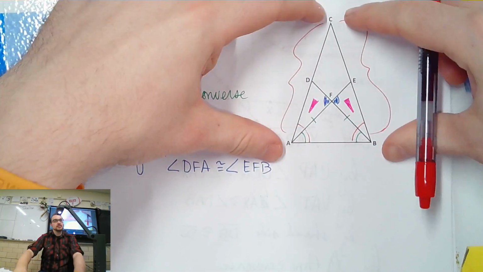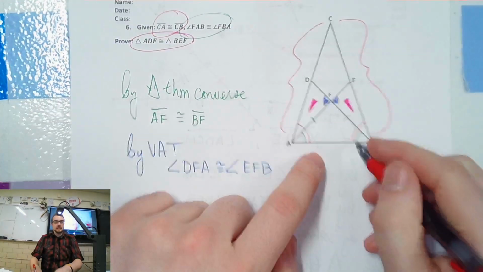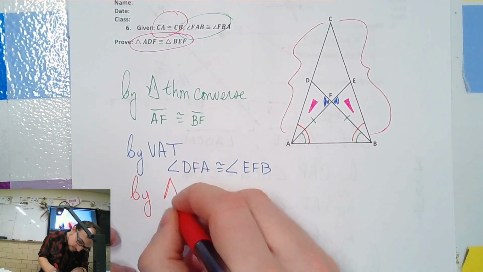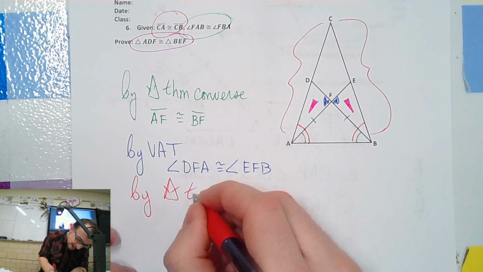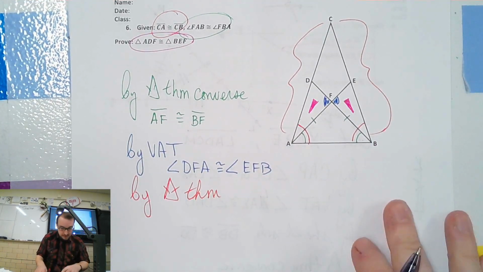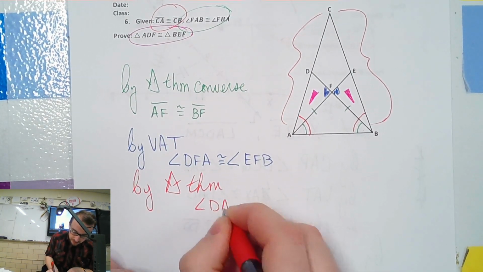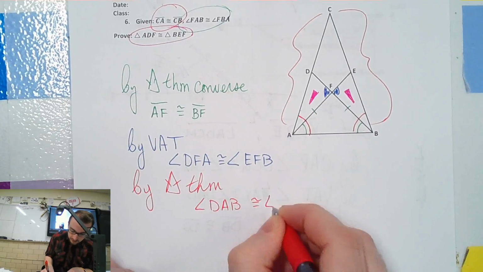So the whole thing's an isosceles triangle. So by the theorem, we get the angles, right? Gotta subtract the green from the red. Hate Christmas colors. So by isosceles triangle theorem, we know angle DAB is congruent to angle EBA.